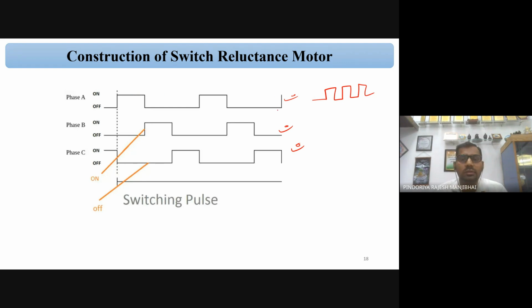So with this switch, we can give pulses to the inverter, and based on the inverter, that voltage is directly fed to the stator winding of the SRM motor. Okay.